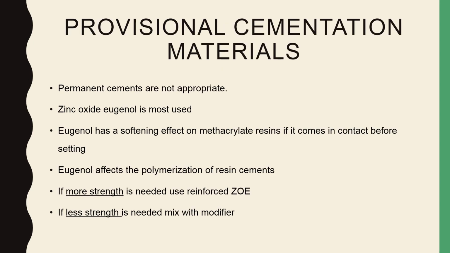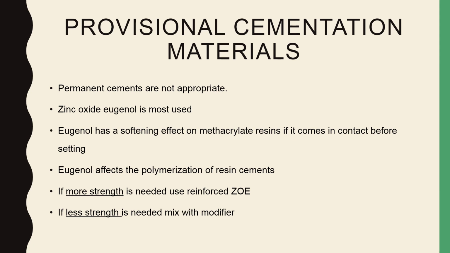Permanent cements should not be used with provisional restorations since they have high strength and are difficult to remove. Zinc oxide eugenol is the most commonly used provisional cement, although eugenol has a softening effect on methacrylate resins, especially if it comes in contact with it before the complete set of the provisional restoration. It also affects the polymerization of resin cements, and so if we intend to use resin cements as a definitive cement, we should use zinc oxide eugenol-free instead.